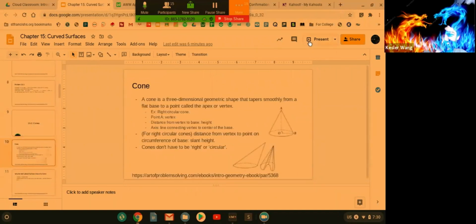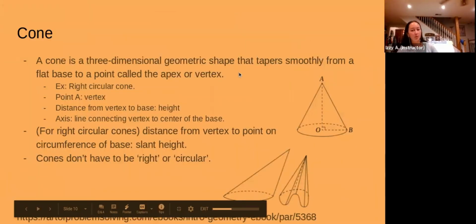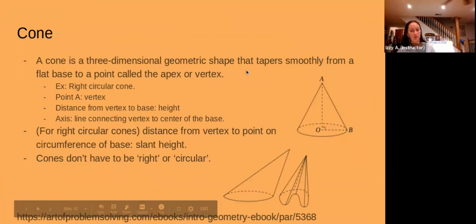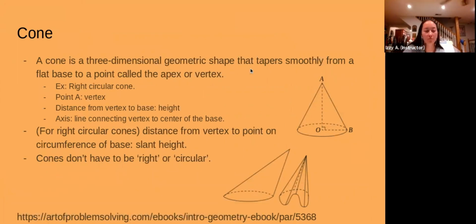Okay, so to learn about cones. A cone is a three-dimensional geometric shape that tapers smoothly from a flat base to a point called the apex or vertex. For example, we have here a right circular cone. This is a right circular cone because you can see that the apex is directly above the center of the circle. So that would create a 90-degree angle right here. So that would be a right circular cone.